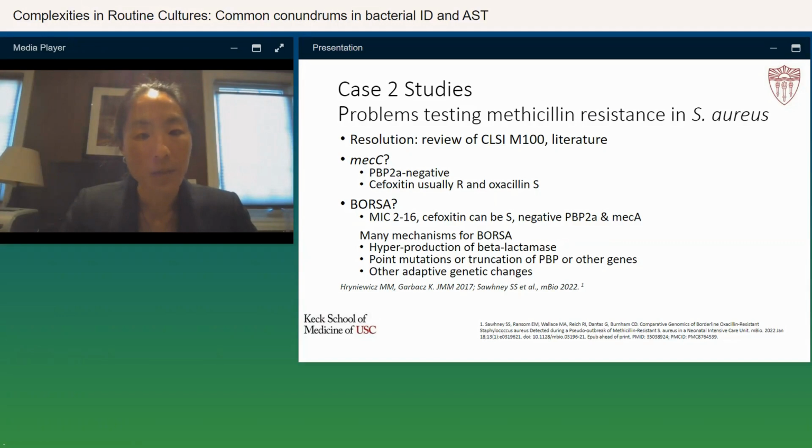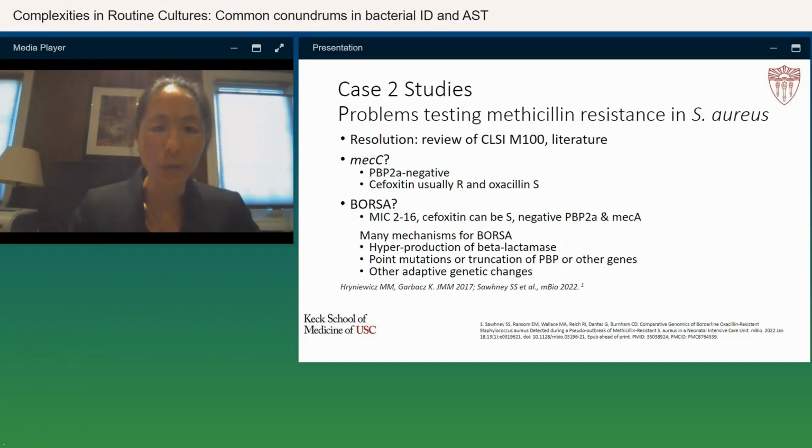And then I found something that was called BORSA, or borderline oxacillin-resistant Staph aureus. And these are Staph aureus that have an elevated MIC to oxacillin, so anywhere from 2, which is the upper end of susceptible, to 16. Cefoxitin can be susceptible, and you would expect the PBP2a and mecA to be negative because the mechanism for this increase in oxacillin MIC is not that. It's going to be a variety of different mechanisms that can contribute to this borderline oxacillin resistance.